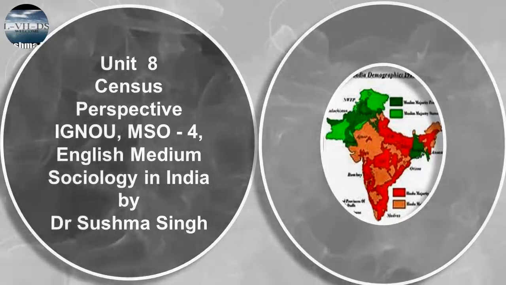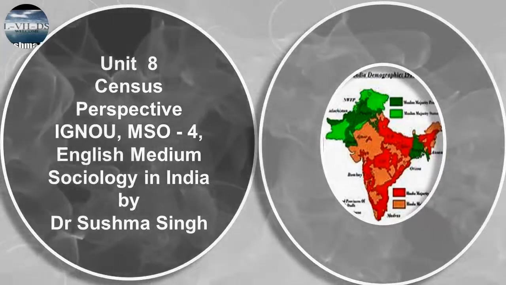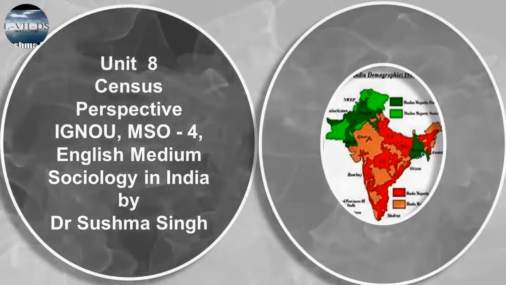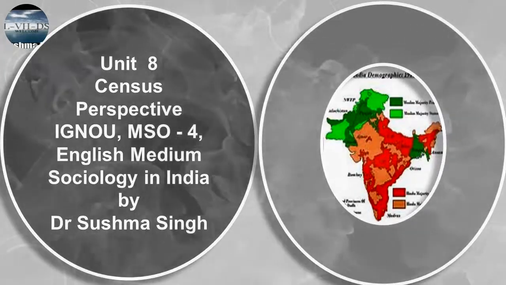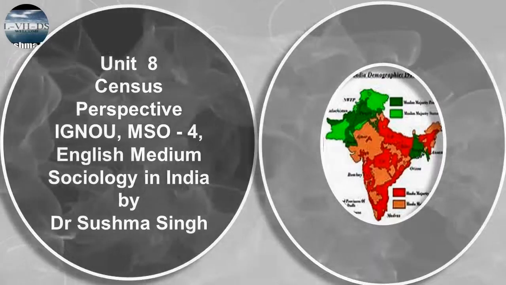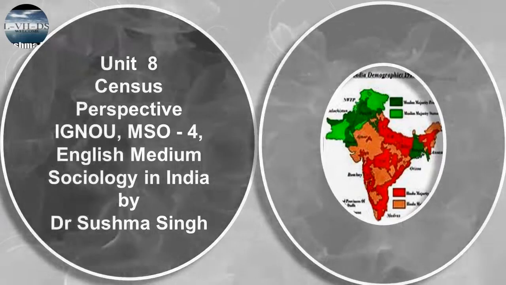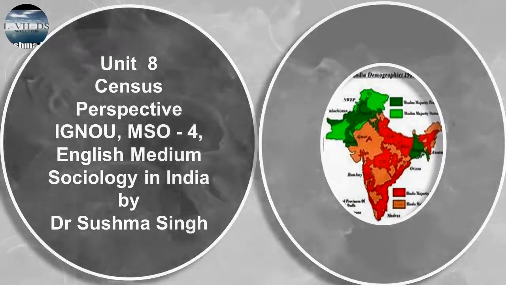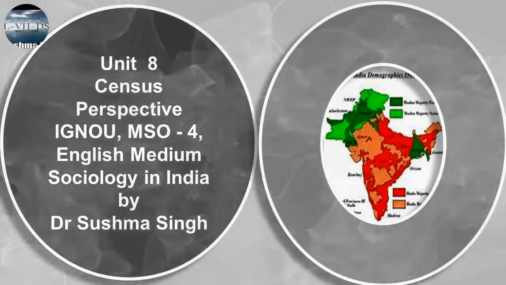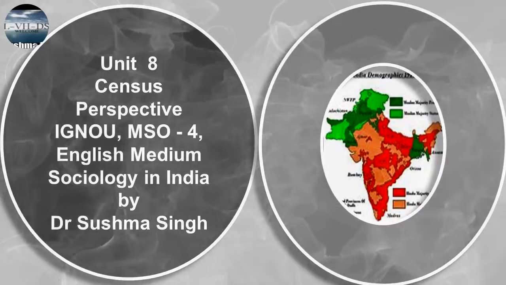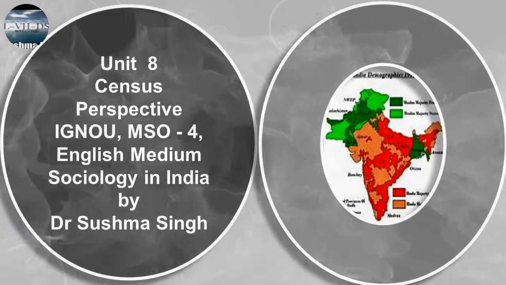This unit will deal with the manner in which the census in India has dealt with caste, the effect of caste enumeration in the census on caste identity, the influence of the census on the conceptualization of caste in sociology, and the debate which arose in the late 1990s over whether caste should be included in the 2001 census. Now let us move to the point: caste in the census.